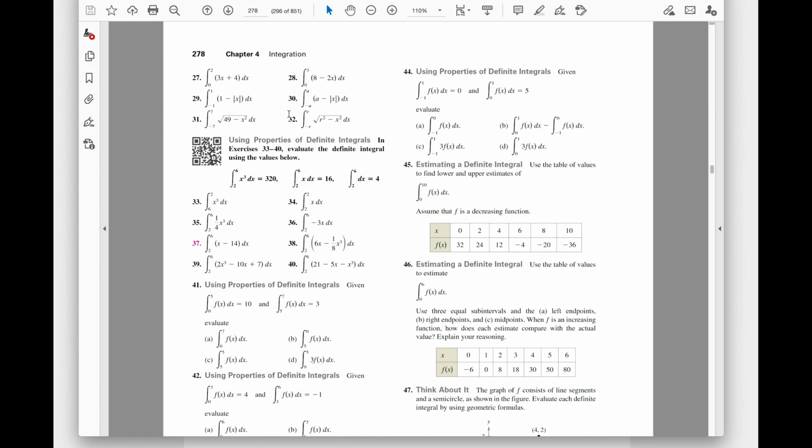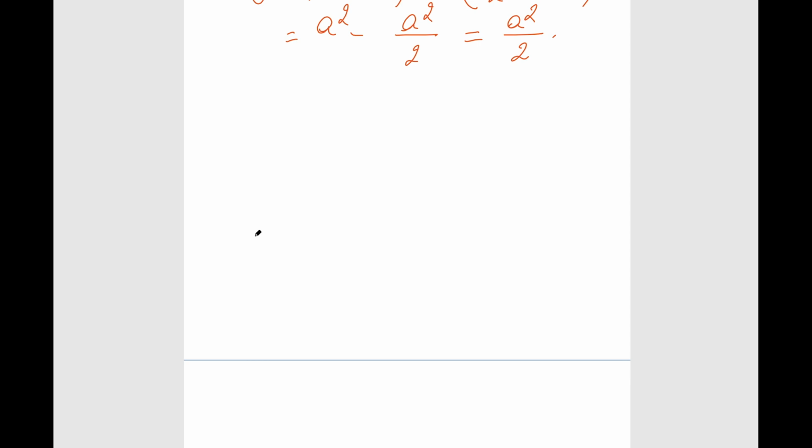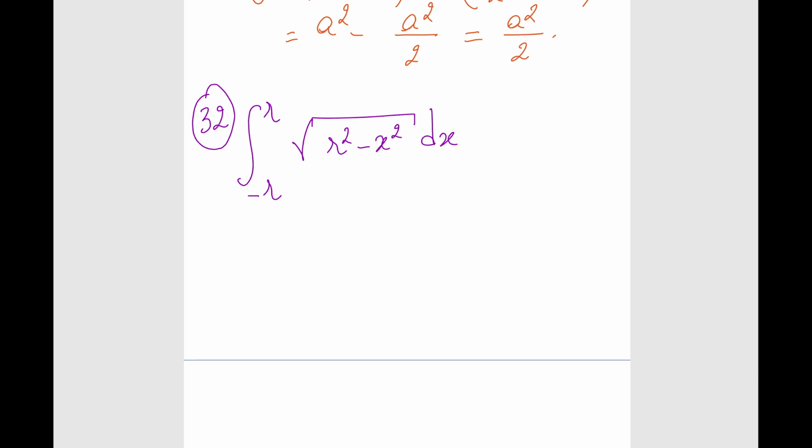How about 32? As I promised you earlier. So we're going to integrate the function, the square root of r squared minus x squared dx between minus r and r. So 32. We're going to integrate between minus r and r the square root of r squared minus x squared. And remember what they told us? They told us that r is positive.